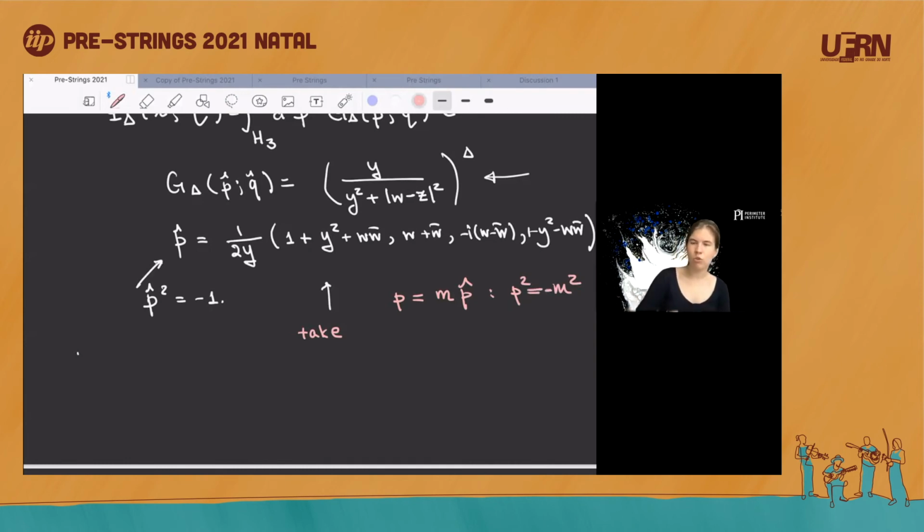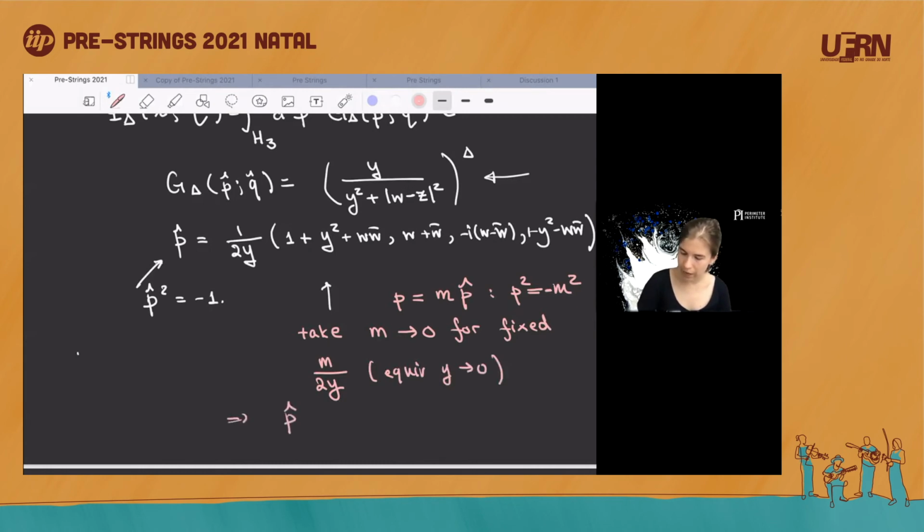Right, so this was sort of just the unit version of it; one has to normalize it by the mass. But we can see that if we take M going to 0 for fixed M divided by 2y, or equivalently y goes to 0, then this P hat goes to Q hat, where now Q squared is going to be 0.